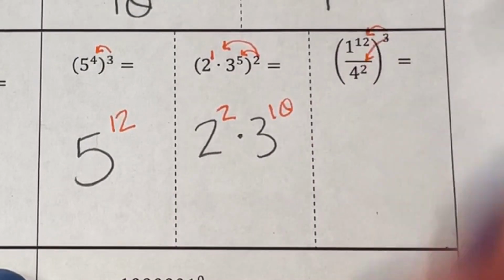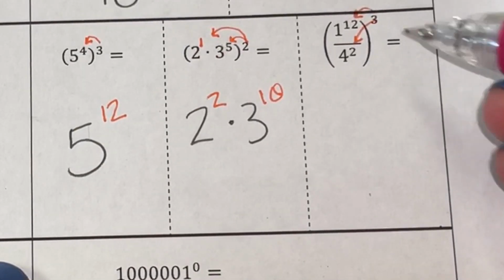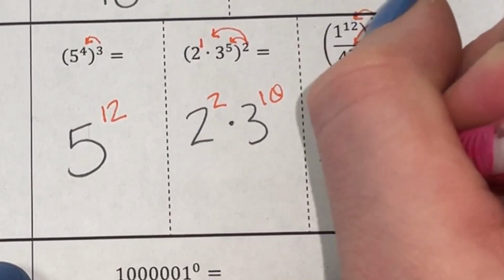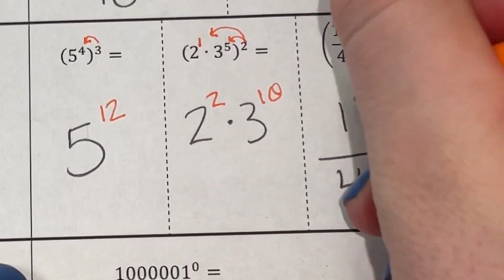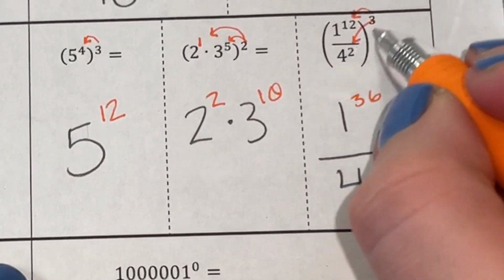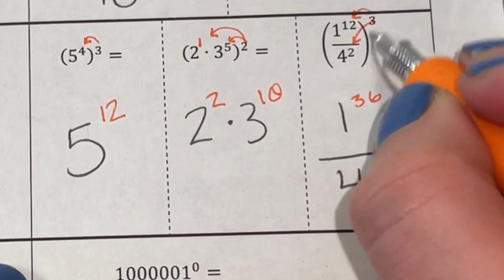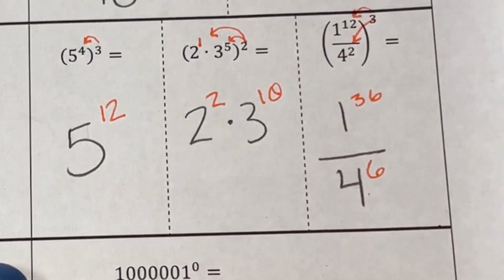Now I'm going to distribute this 3 that's on the outside of the parentheses, so this gives me 1 to the 36th power, and then 4 to the 2nd power. 3 times 2 gives me 4 to the 6th power.